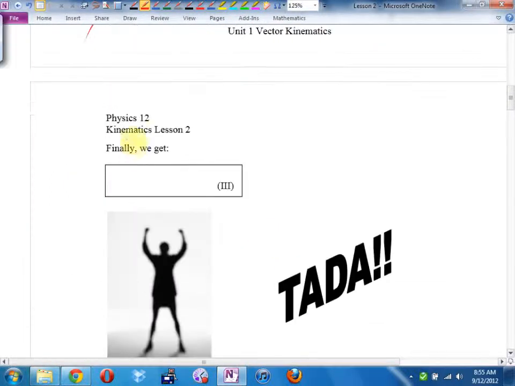So finally, we can put it in this box right here. D equals VIT plus 1/2 AT squared. That's the scalar equation. Or we can add the vector bars. Displacement equals velocity times time plus 1/2 times acceleration t squared. Ta-da!